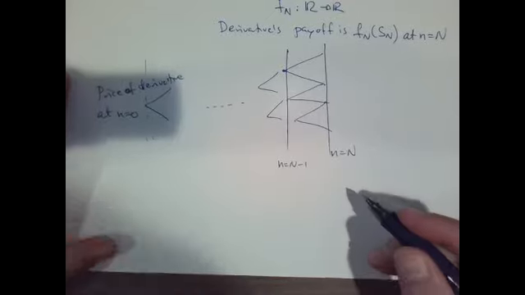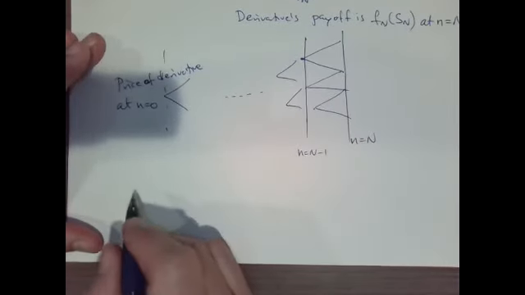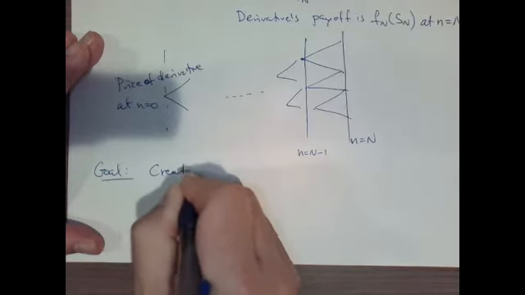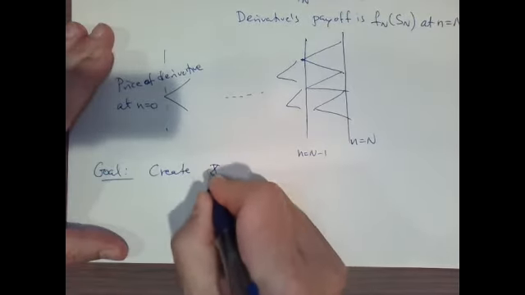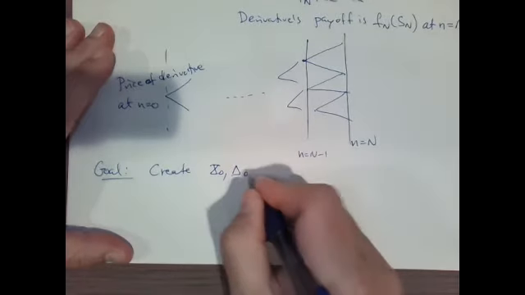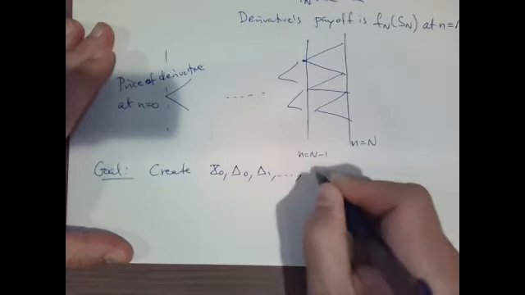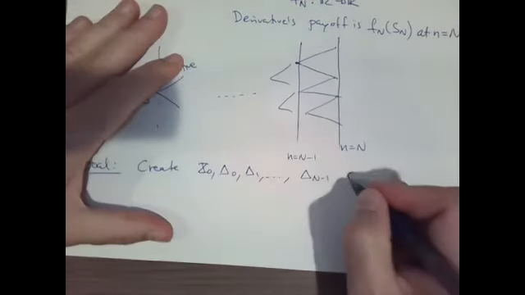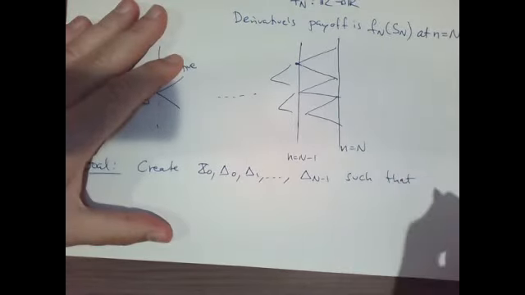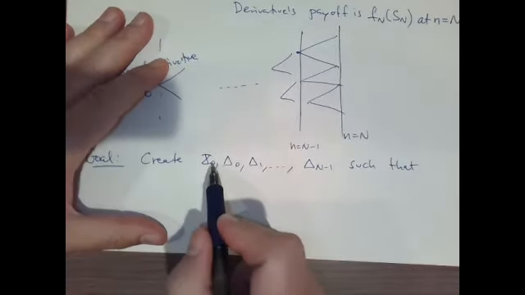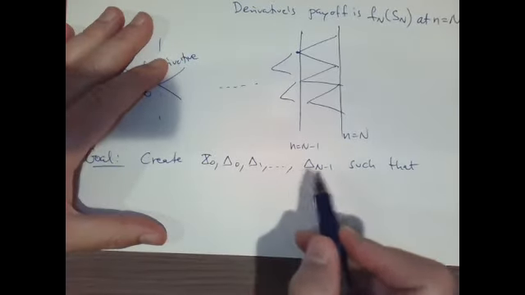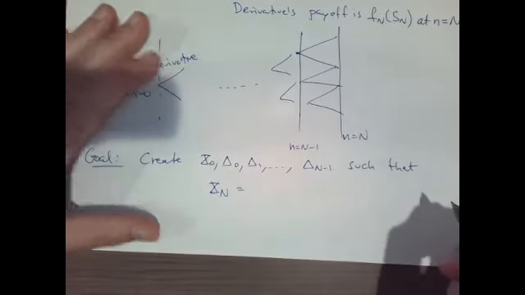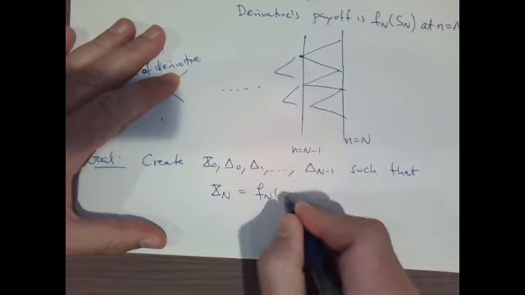Okay, so how would you do it? Well, how did we do it in the 1 period case? Well, the goal is to create an initial wealth and create a trading strategy. That's delta 0, delta 1, all the way up to delta n minus 1. But such that, what? Such that when you start out with this wealth, this many shares, and then this dynamical way of doing it, the resulting wealth process gives you exactly Fn of Sn.